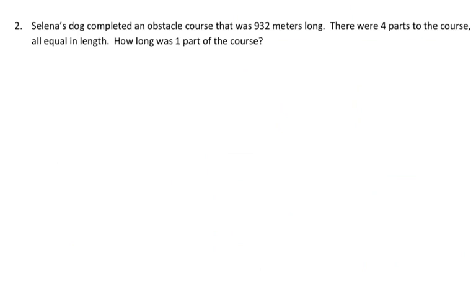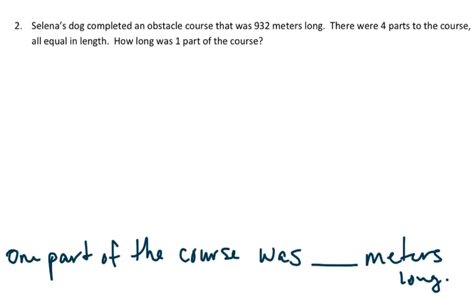All right, we're going to look at question number 2. Question 2 reads, Selena's dog completed an obstacle course that was 932 meters long. There were 4 parts to the course, all equal in length. How long was one part of the course? Let's write our target sentence: one part of the course was blank meters long. We know that we have 932 meters, that's the whole course, and it was divided into 4 parts. So we're going to have 932 divided by 4. I'll do this both ways again.